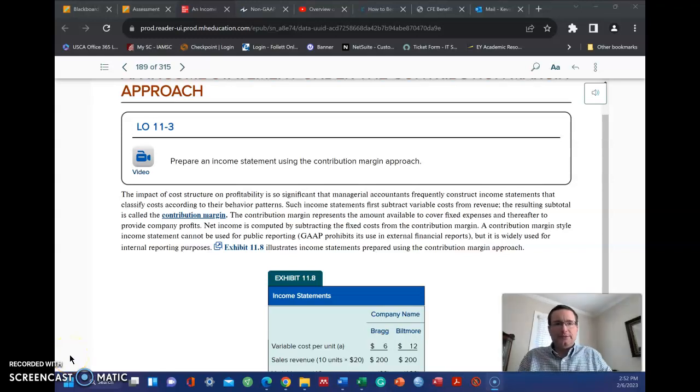In the study guide, it mentions that you need to look at Exhibit 11.8. In this video, I'm going to cover 11.8, but I'm going to wrap it up with 11.9. I think they tie together nicely and provide a more meaningful overview of what we're trying to learn.